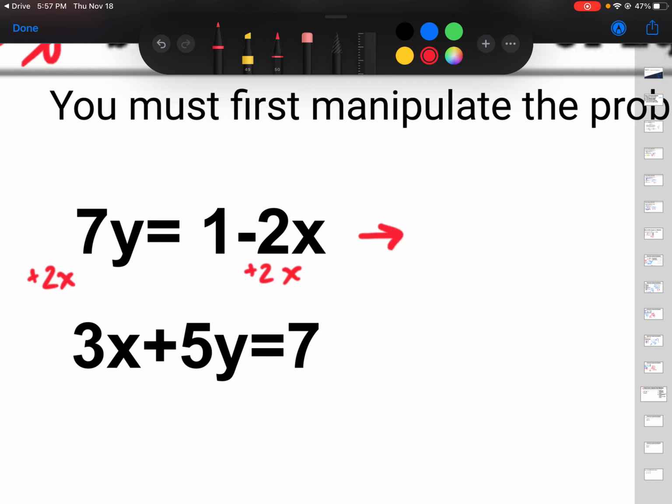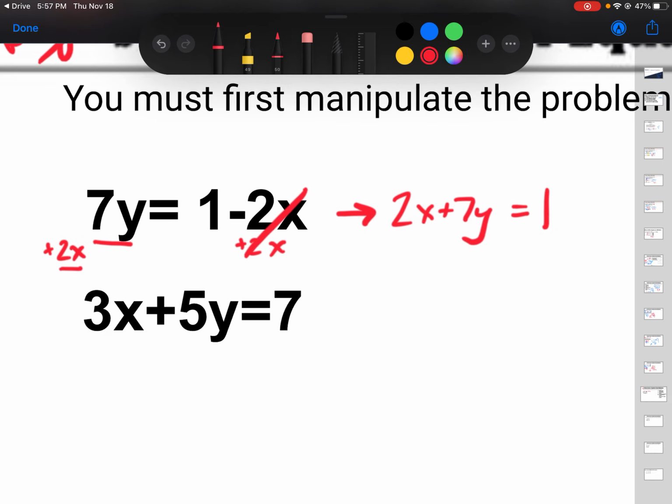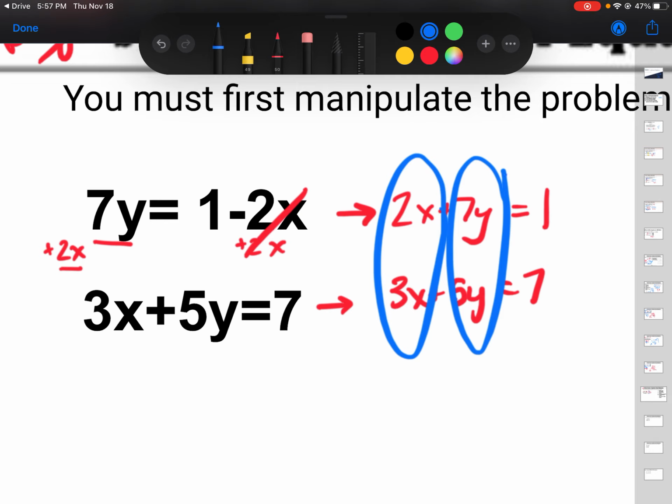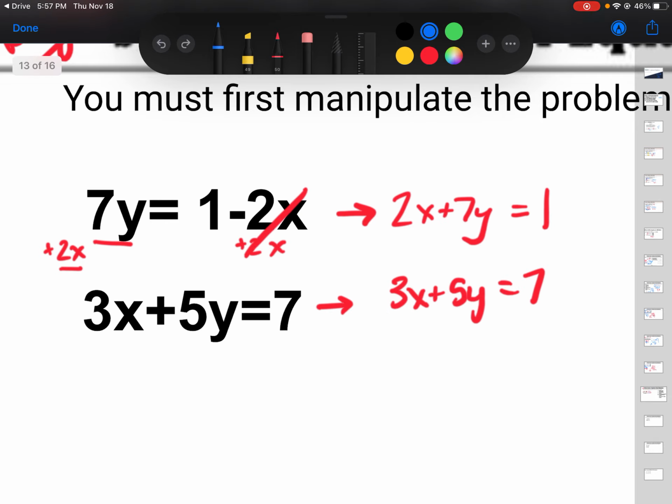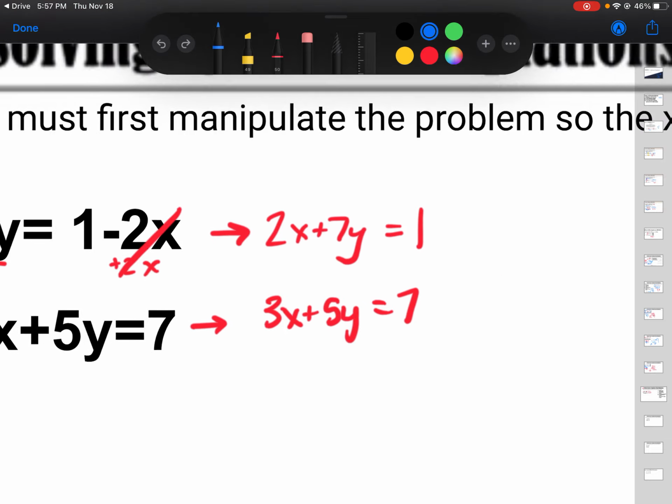So when I rewrite my first equation, I have 2x, a positive 7y, so 2x plus 7y equals 1, and these 2x's cancel. Then I'll rewrite my second equation, 3x plus 5y equals 7. Now notice, I have my x's stacked on top of each other, I've got my y's stacked on top of each other, and I have whole numbers. That's how we want our questions set up in order to be able to use elimination.